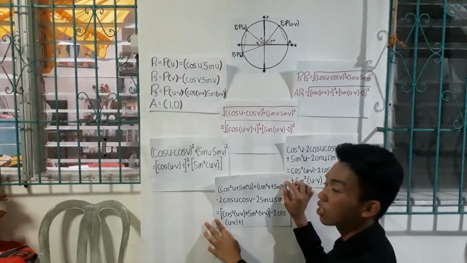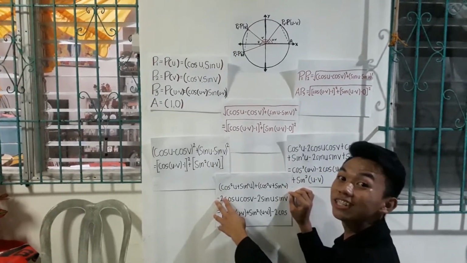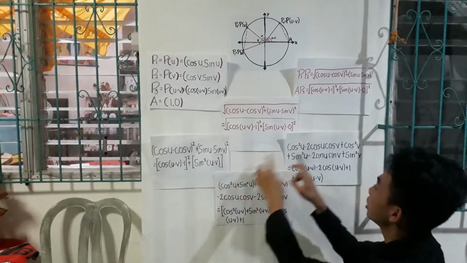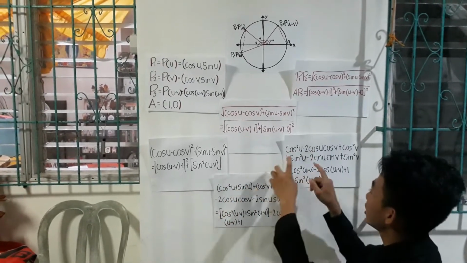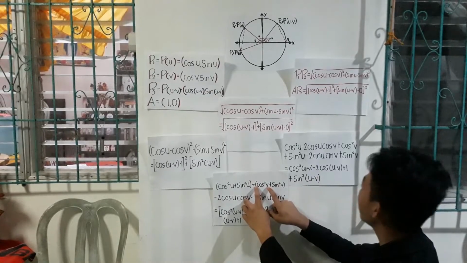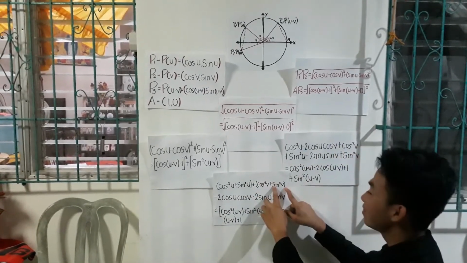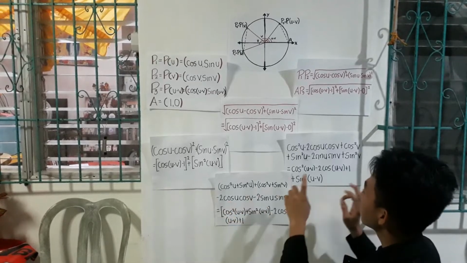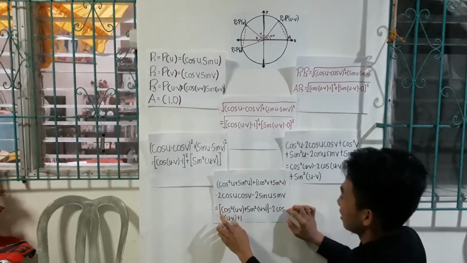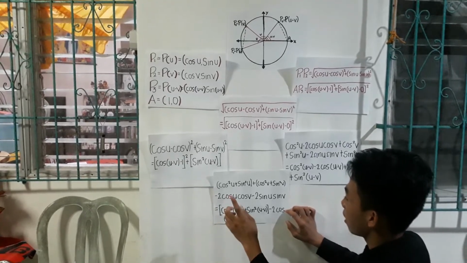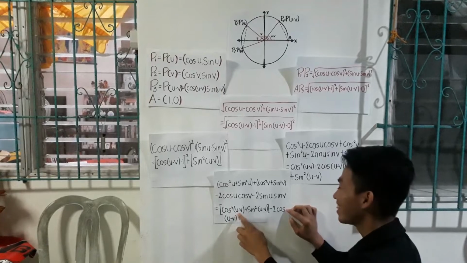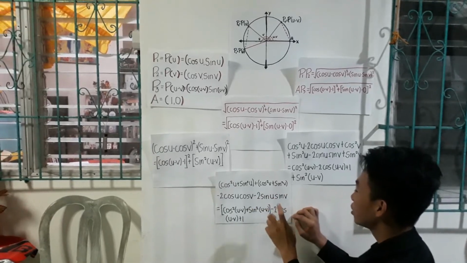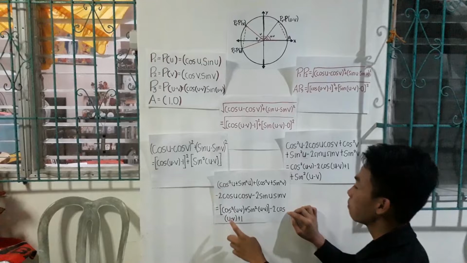Now we apply the Pythagorean identity: cosine squared theta plus sine squared theta is equal to 1. As you can see here, cosine squared U and sine squared U, and cosine squared V and sine squared V. The remaining terms will remain. The second equation is cosine squared of U minus V plus sine squared of U minus V minus 2 cosine of U minus V plus 1.